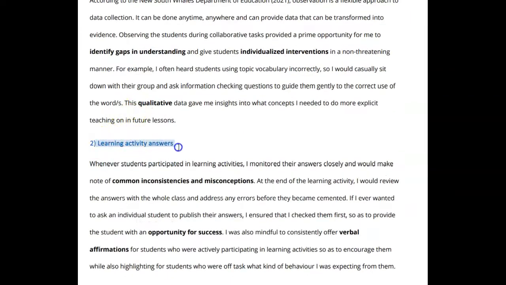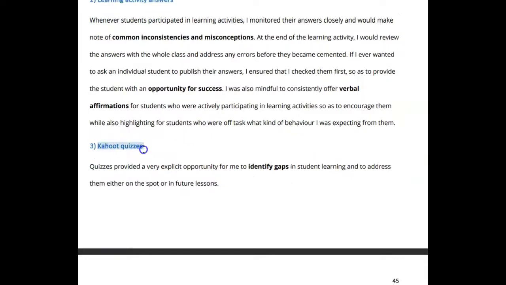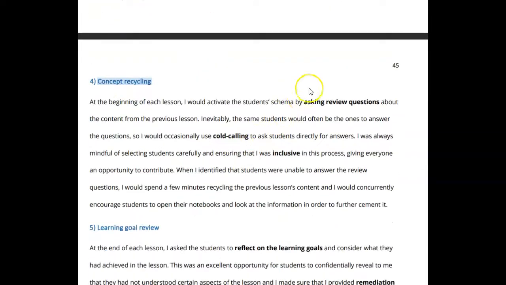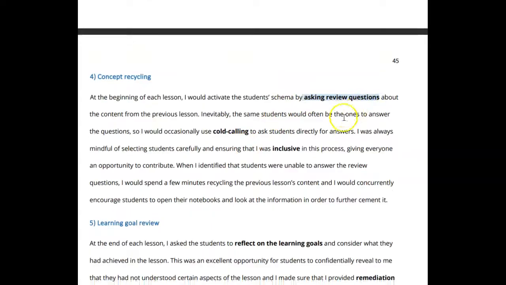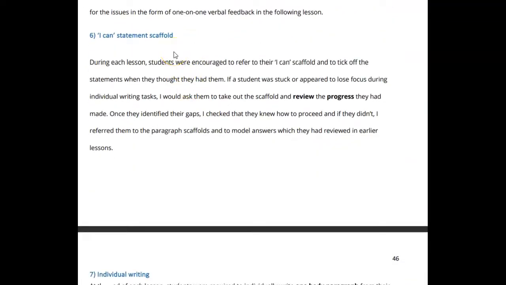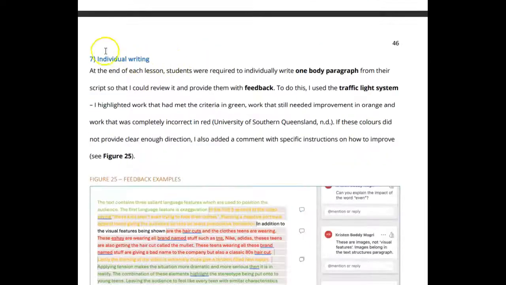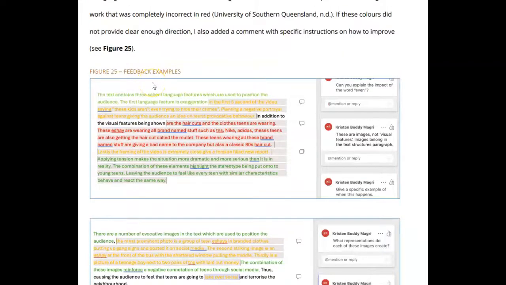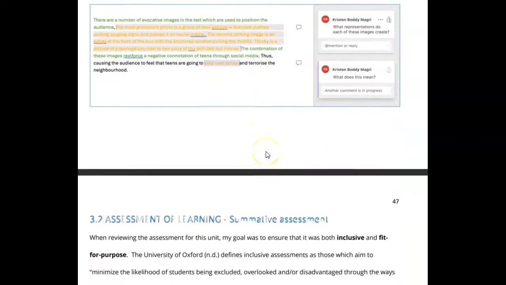Observations, answers from learning activities, work samples, Kahoot quizzes, concept recycling. I would activate and ask review questions, so that's more of a qualitative learning goal. And at the end of the lesson, like an exit, they did that, and perhaps an exit card would be here. I can statement 1, this is again assessing in the lesson how they're progressing, individual work samples going forward, and this is demonstrating really clearly the feedback that you have. And you can do that through scanning your own written feedback, or in this case it was digitally provided.